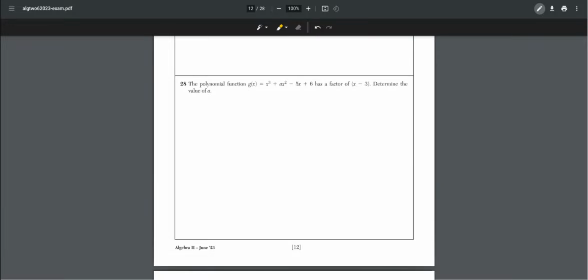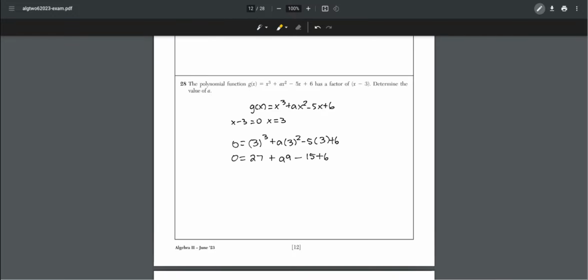Number 28. The polynomial function g of x is equal to x cubed plus ax squared minus 5x plus 6 has a factor of x minus 3. Determine the value of a. So we know that x minus 3 is a factor, therefore x is equal to 3 is a zero. So we can plug in 3 for x into the equation and set it equal to 0. Then we can solve and move everything to one side, and a is equal to negative 2.